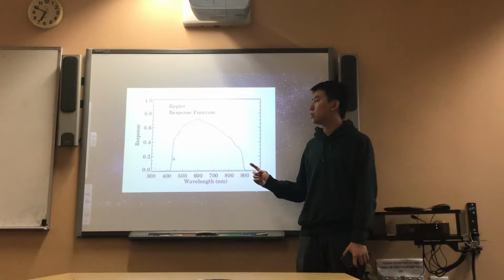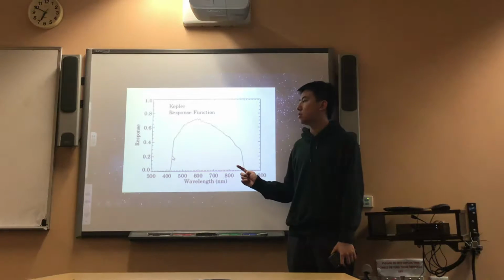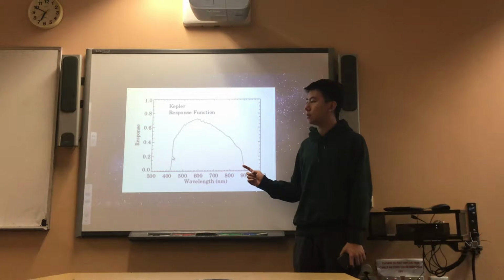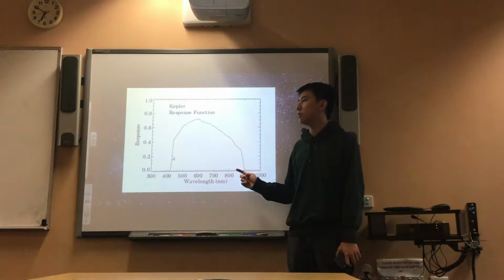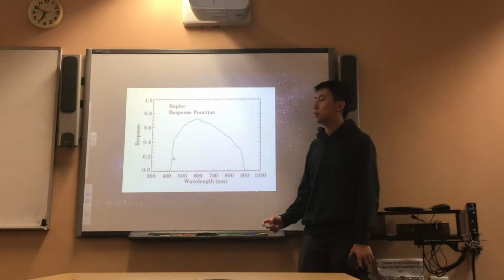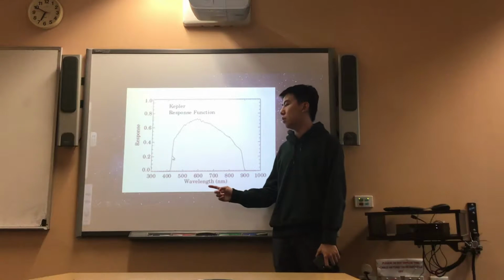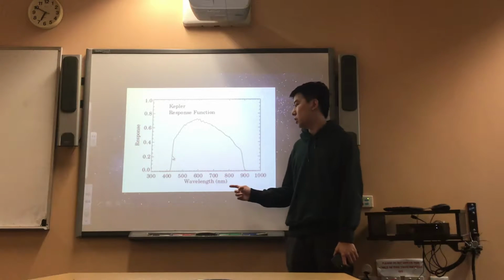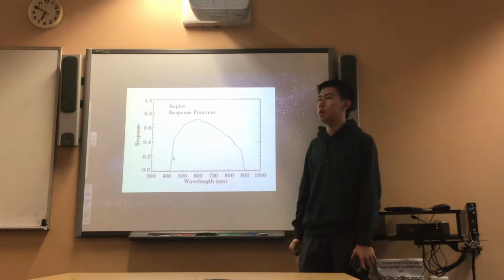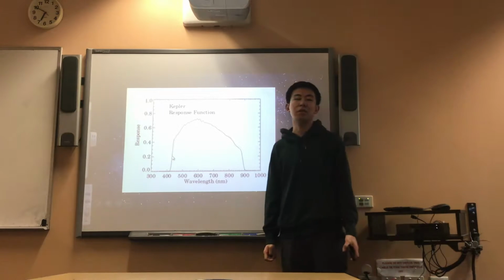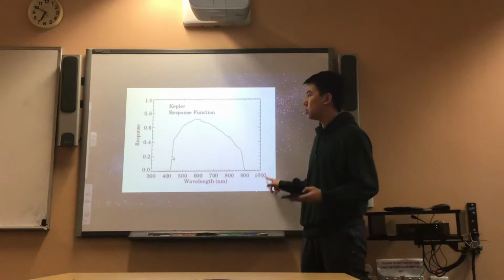This is the wavelength of the electromagnetic wave that Kepler can detect, which is about 400 to 900 nanometers, which is basically visible light.